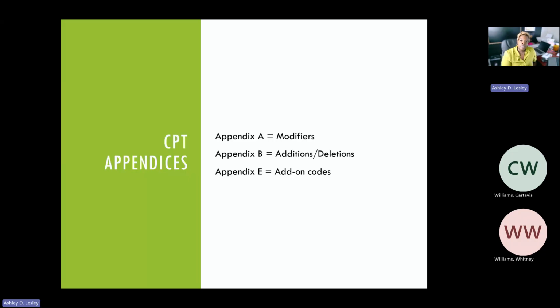Appendix E is those add-on codes that cannot stand alone. So if you see a code and you're not sure if that's an add-on code or not, you can always check that code in Appendix E. If it is in Appendix E, that means it's an add-on code and it cannot be coded alone. It does need a parent code with it in order to be placed for reimbursement. Any questions about that? No, ma'am. Okay.